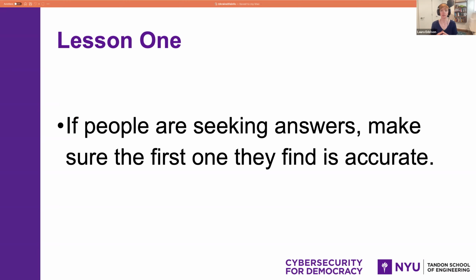The primary lesson here is that if people are seeking answers, it is vitally important to make sure that the first answers they find are accurate. This is something that the CDC really struggled to do for organizational reasons, among others. It's just difficult for a committee to move quickly. But unfortunately, speed is of the essence. Once an information vacuum has formed, it is a ripe zone for misinformation, and adversaries will not hesitate.